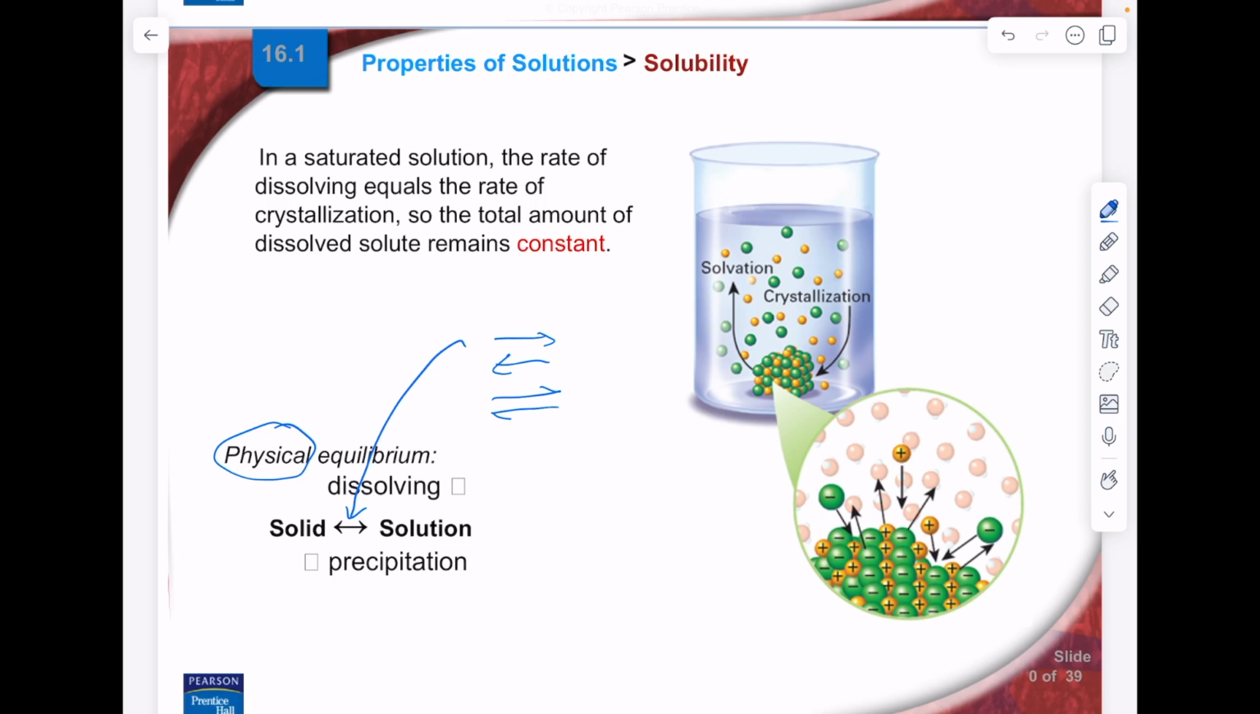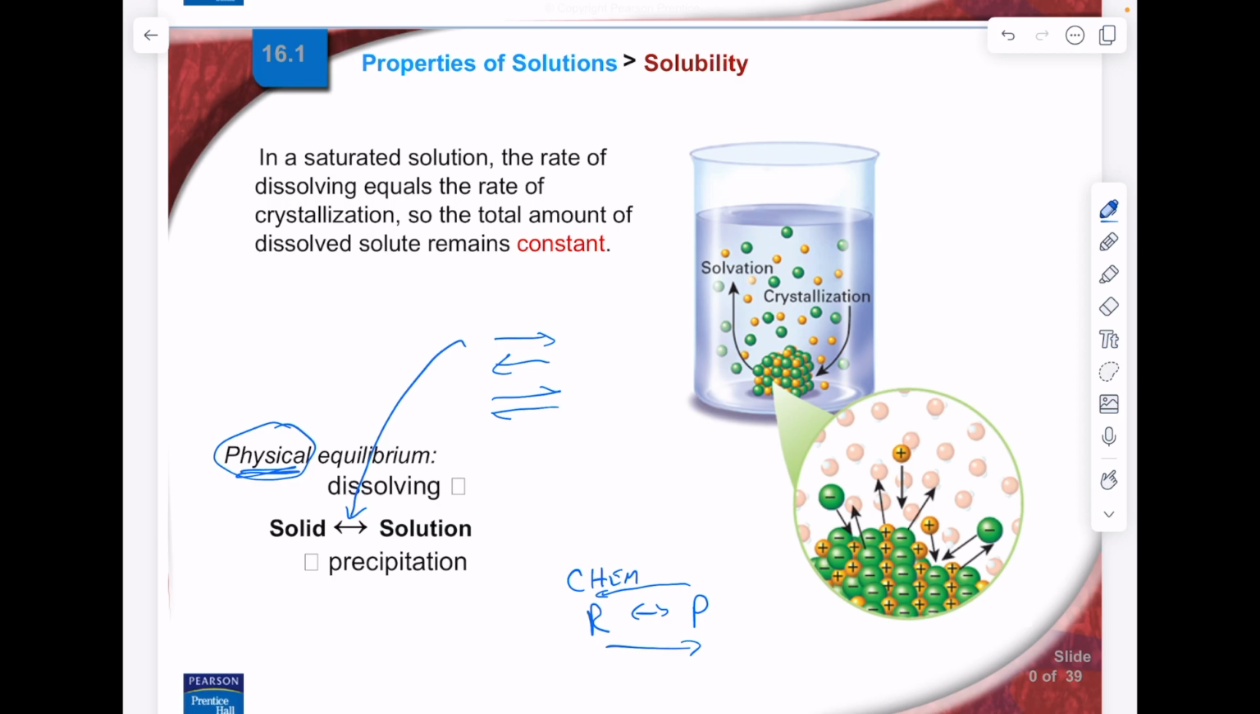And there are two kinds of equilibrium. There is physical equilibrium, like in this case, but there is also chemical equilibrium, which you're going to spend a lot of time talking about. And that's when your reactants are at equilibrium with your products, which means your reactants are turning into products at the same time that your products are turning into reactants.